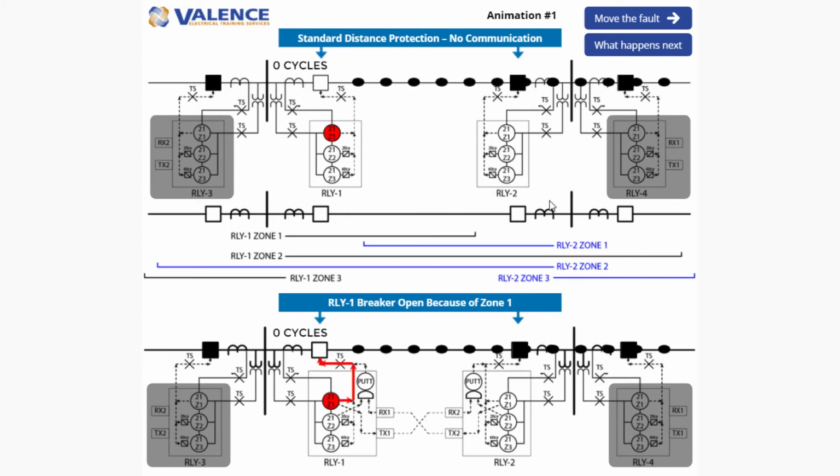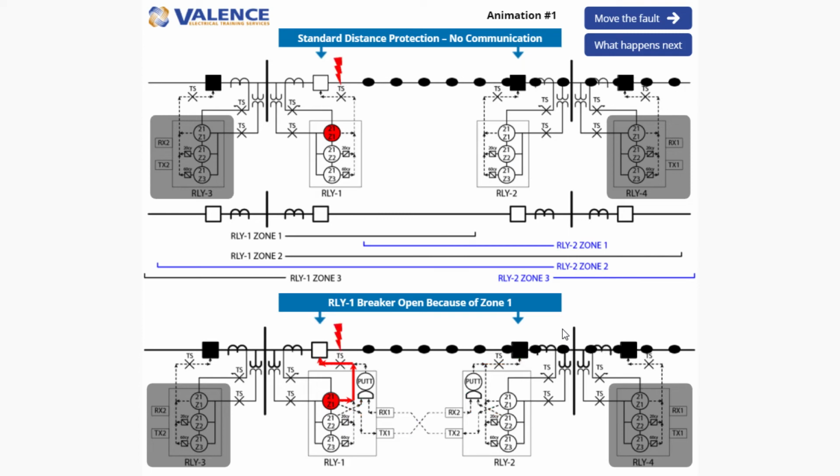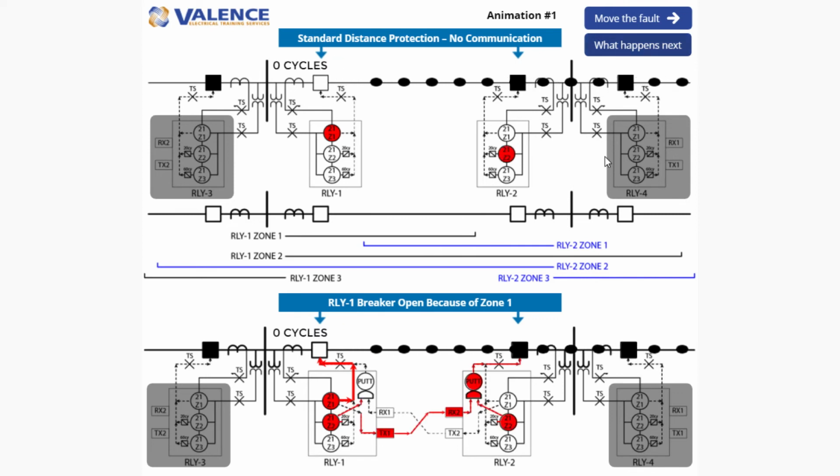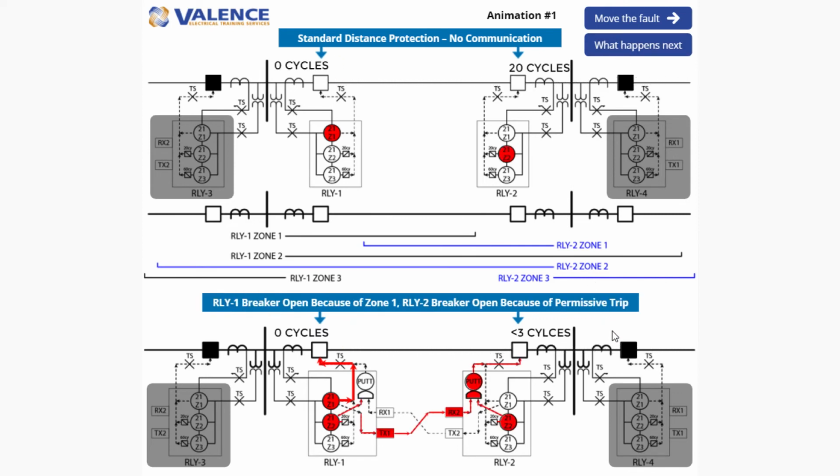But in the no communication mode, there is no immediate trip for zone 2. The zone 2 will take around 20 cycles to trip. But in the PUTT configuration mode, the transfer trip is received from relay 1. Relay 2 will also trip within some time, less than 3 cycles. You see exactly: no communication mode has 20 cycles delay, and with PUTT communication, less than 3 cycles.